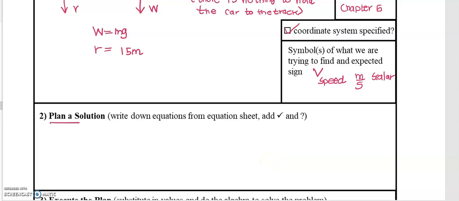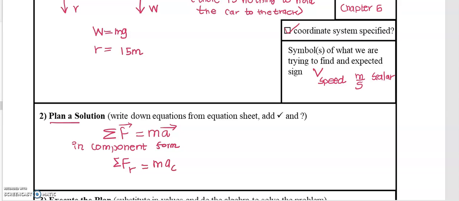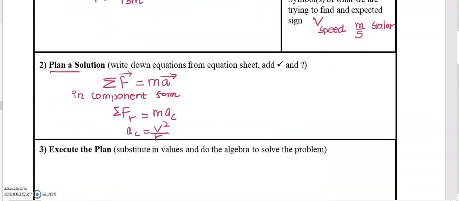And let's plan the solution. So we are going to use Newton's second law. Net force acting on the car is equal to its mass times acceleration. I'm going to use the component form of Newton's second law. So the net force acting on the car in the radial direction is equal to mass times centripetal acceleration. And then the centripetal acceleration is equal to tangential speed squared divided by the radius.